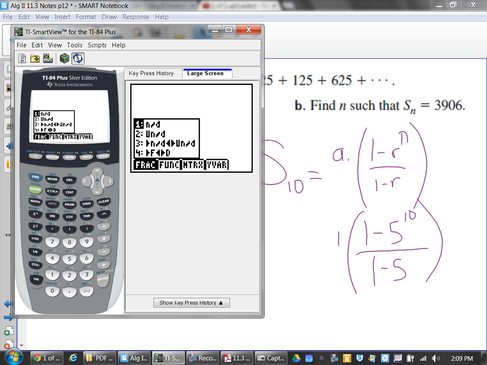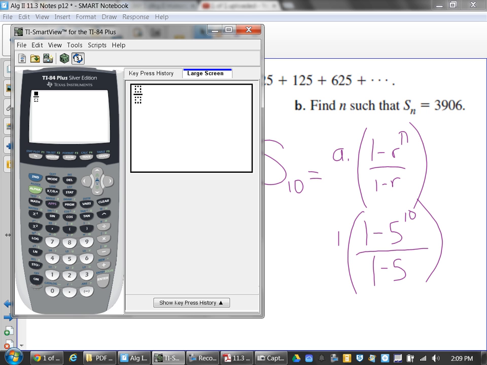Anyway, so we go to our fraction bar, and we type it in exactly the way you see it: 1 minus 5 to the 10th over 1 minus 5, and hit enter. Okay, that's what I got: 2, 4, 4, 1, 4, 6. Is there a fraction option that gives you the power? I'm not trying to simplify 1 minus 5 and type in -4. That's too much work for my poor little brain.